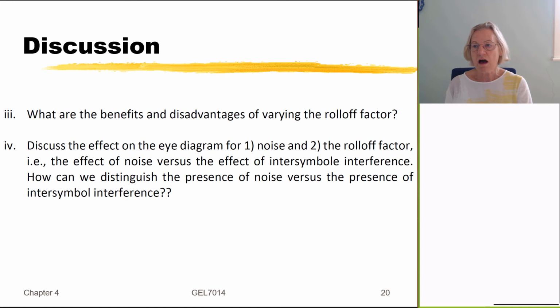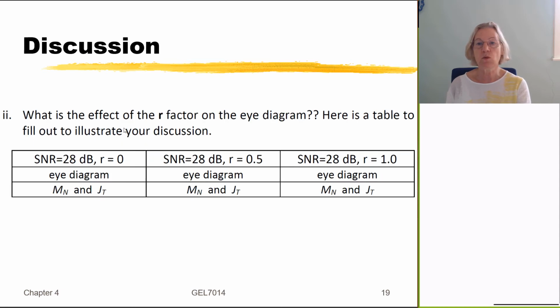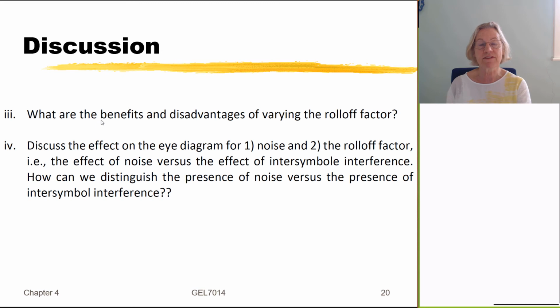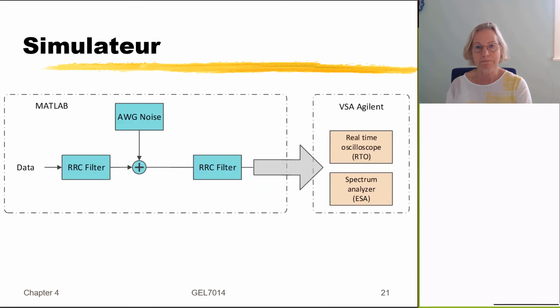The next sections are a little more general. What are the benefits and disadvantages of varying the roll-off factor? So you've been able to see what the effect is, and now we're going to discuss, are those effects good or bad? How are they good or bad? And then finally, we're trying to distinguish between noise and roll-off factor. How can I see them in particular in the time domain eye diagram? And how can we distinguish the presence of noise versus the presence of intersymbol interference? So this is the discussion that will make up the final part of the homework assignment.